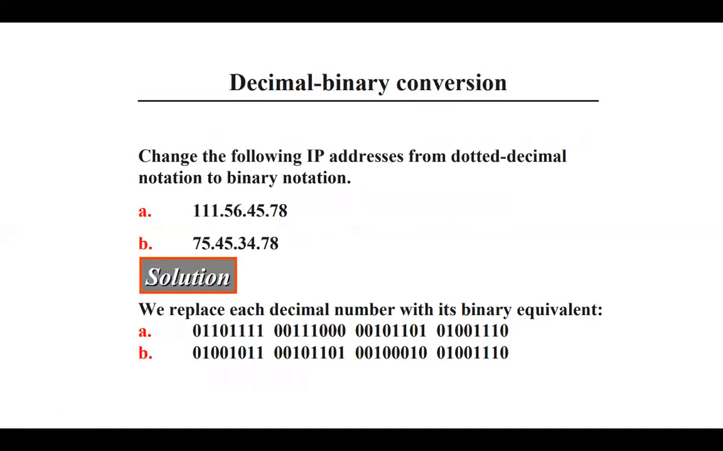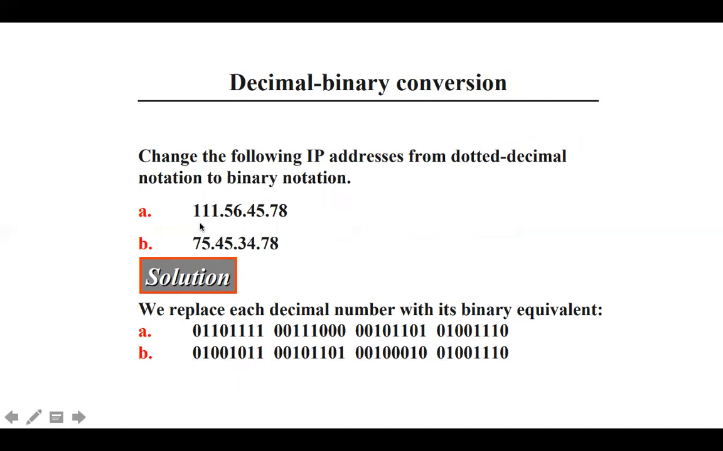The next example is how you can convert from decimal notation to binary notation. So it's basically the same. We replace each decimal number with its binary equivalent. So each decimal number, when you convert to binary equivalent, will have 8 bits.